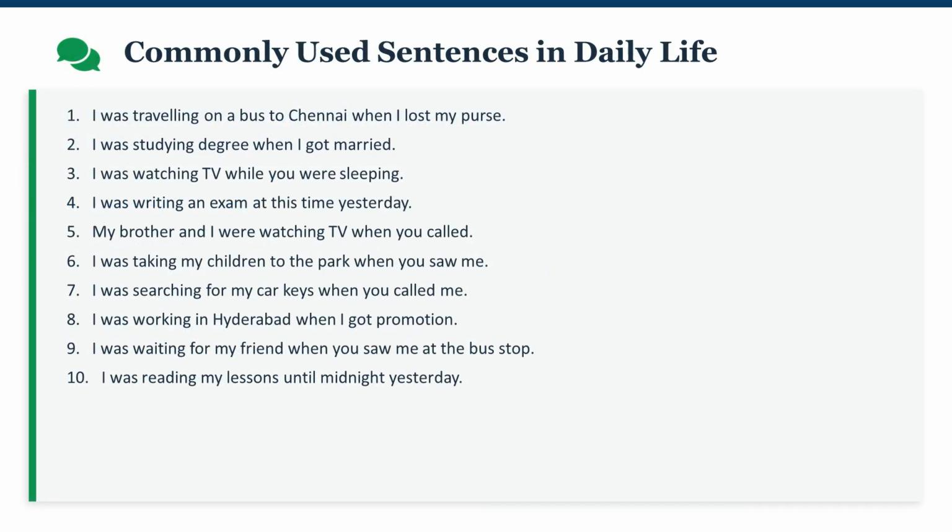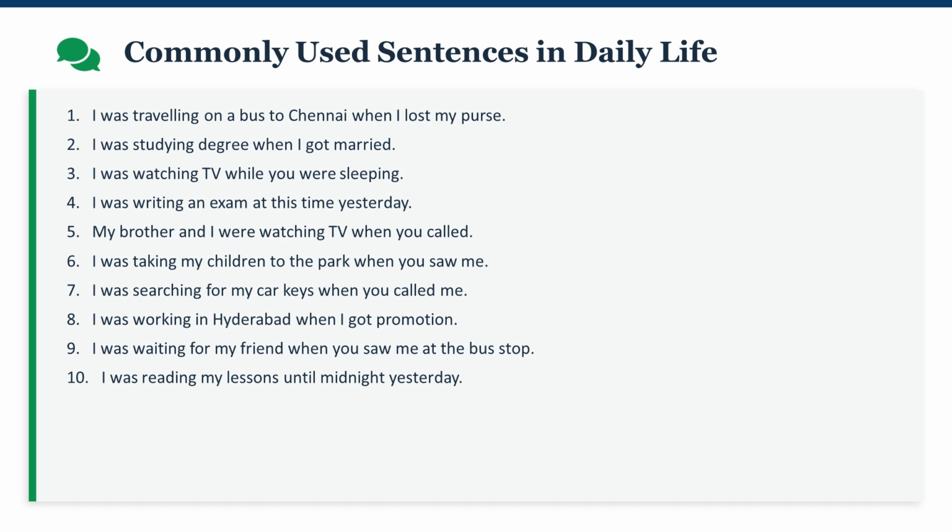Here are some commonly used past continuous tense sentences that you can use in your daily life. Number 1. I was traveling on a bus to Chennai when I lost my purse. Number 2. I was studying degree when I got married. Number 3. I was watching TV while you were sleeping. Number 4. I was writing an exam at this time yesterday. Number 5. My brother and I were watching TV when you called.